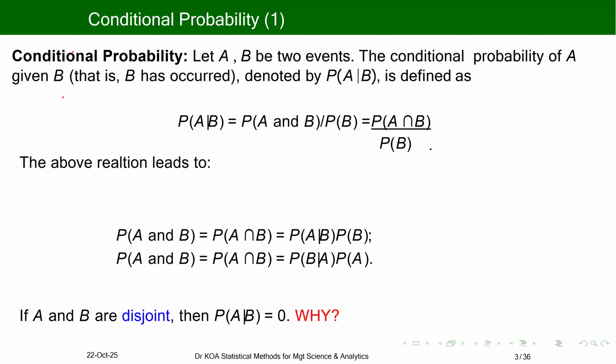Okay, I was saying it's because if B happens, then it means A cannot happen. And if A happens, then B cannot happen. So it's going to be equal to 0. So who can tell me the relationship between the conditional probability and then the joint probability?